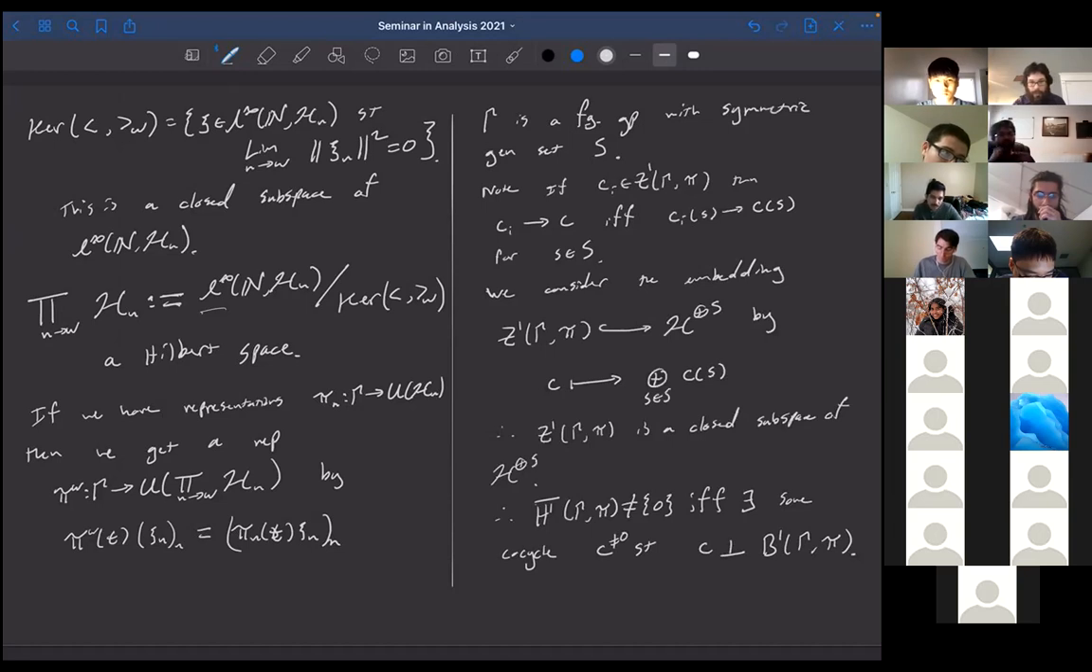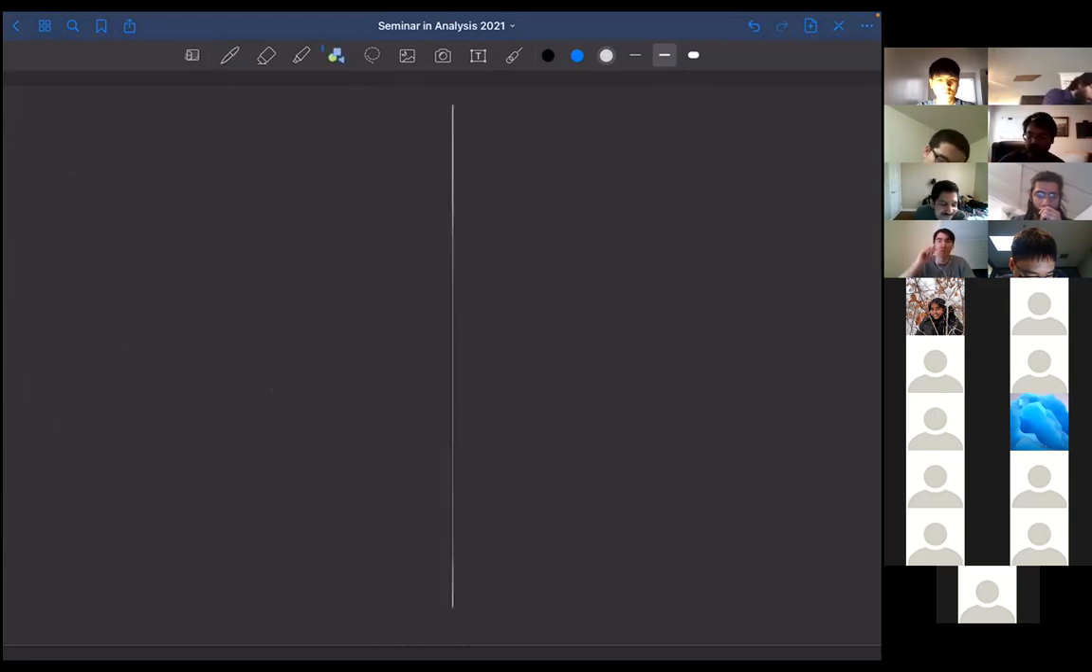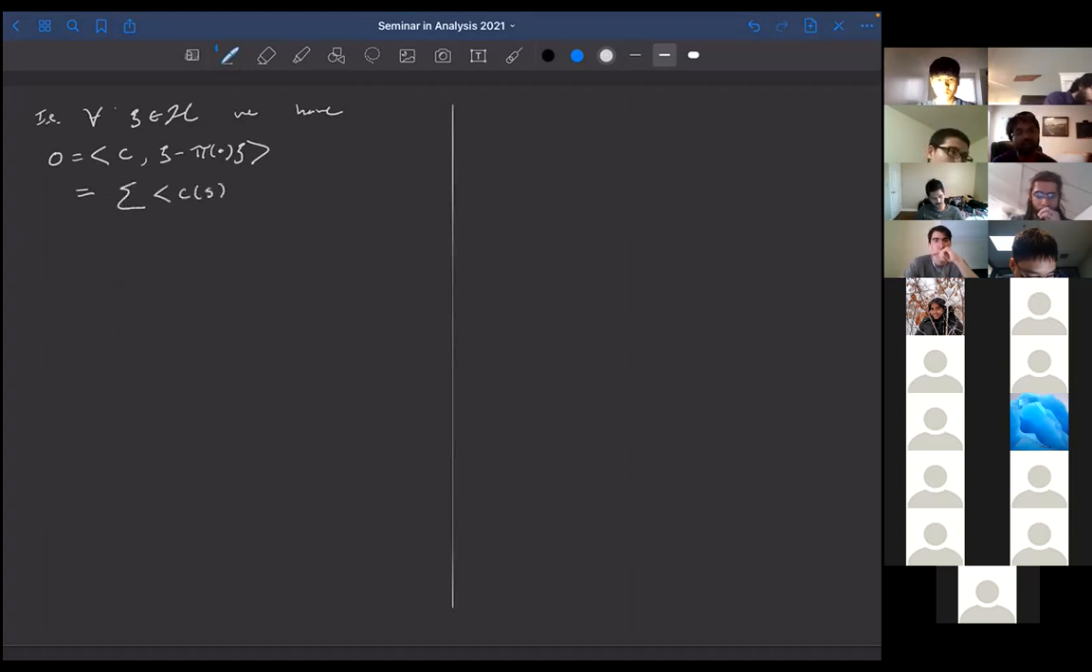All right, so now we should check what exactly this inner product is on the space of inner cocycles. That is, we want that for all v in H, zero is equal to the inner product of c with the inner cocycle given by pi(.)v in this space. Now we write out what that is. It's the sum over s in S of the inner product of c(s) and v minus pi(s)v. Since this is a unitary representation, we can move pi(s) to the other side, so this is a sum over s in S of the inner product of c(s) minus pi(s^-1)c(s), with respect to v.